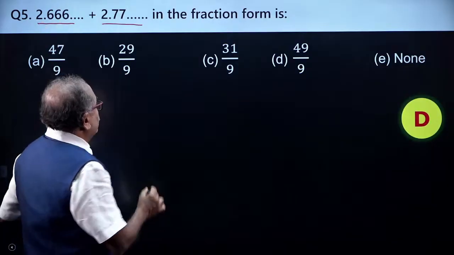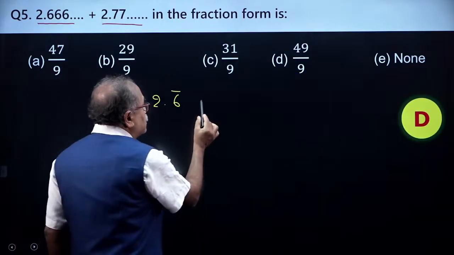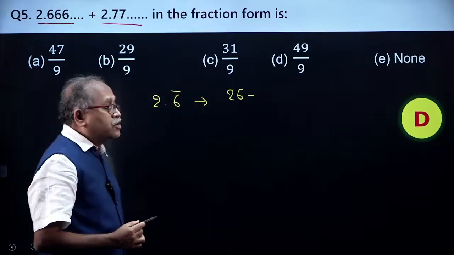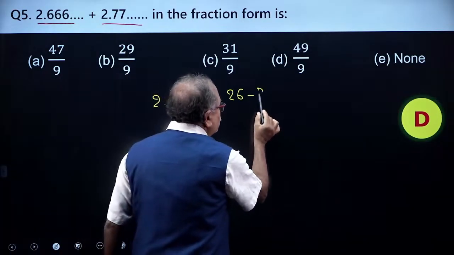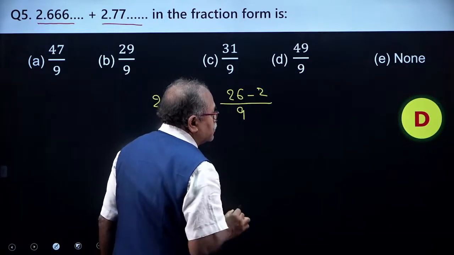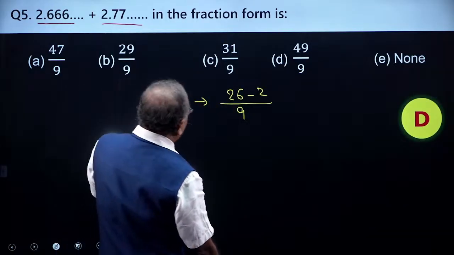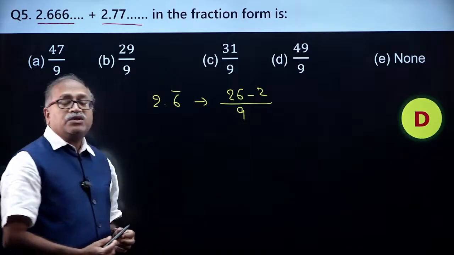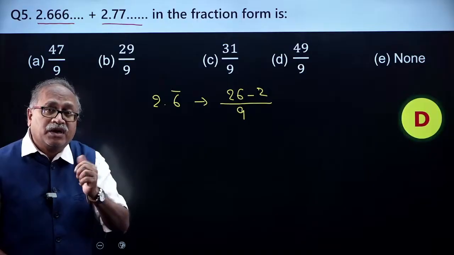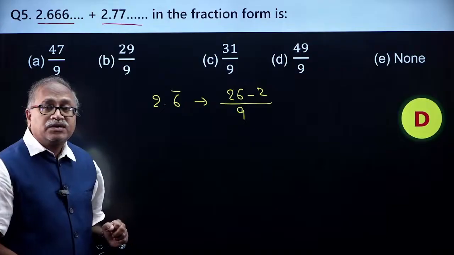How do I write this one? This is nothing but 2.6 bar. So this will be written as 26 minus the number without bar, which is 2, by, for one bar digit, 9. That's what I am going to write. And will I be writing the 0 over here? How many zeros will I write? After decimal, the number of digits without bar. So the number of digits without bar is 0 here, so no need to place 0 there.